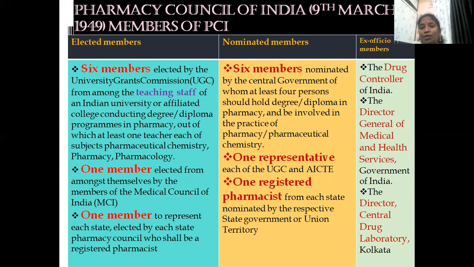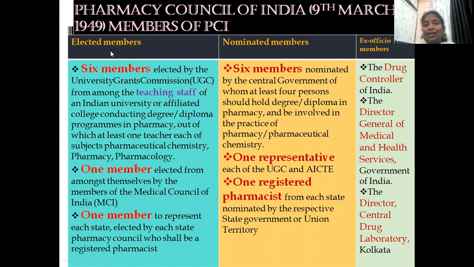Who will frame this syllabus and the course of pharmacy? These Pharmacy Council of India members only. They will frame these rules and regulations. So who will be present in this constituent? Elected members, nominated members, and ex officio members will be present. What do we mean by elected members? Elected members means that among the members only they will elect one person. That person we call an elected member.